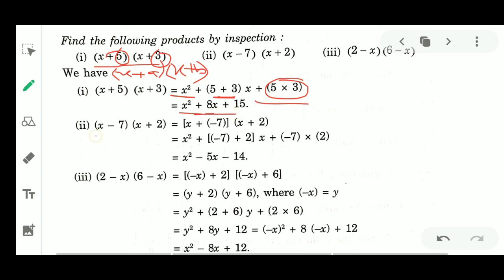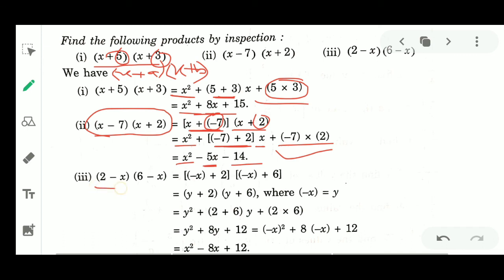Second one, (x − 7)(x + 2). x − 7 can be written as x + (−7), into x + 2. So the second terms here are, one is −7 and another is 2. So we know the formula is what? (x + a)(x + b) equals x² plus algebraic sum of second terms into x plus product of second terms. So that will be x² − 5x − 14.